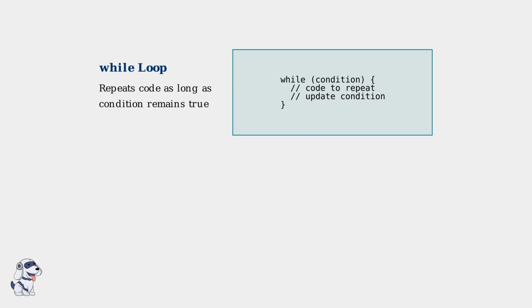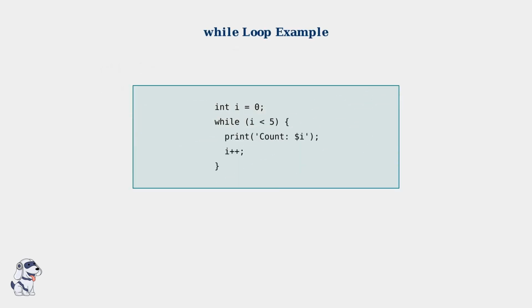We start with the while keyword, followed by a condition in parentheses, and then the code block in curly braces. It's crucial to update the condition variable inside the loop to avoid infinite loops. Here's a practical example of a while loop.